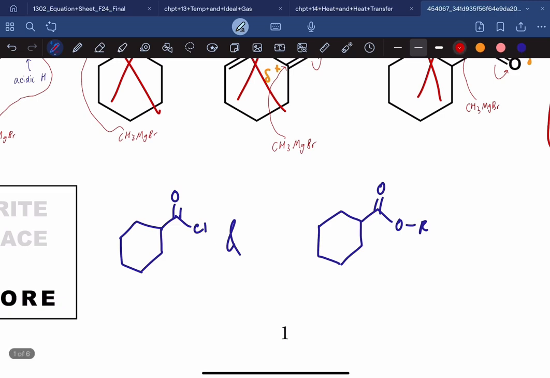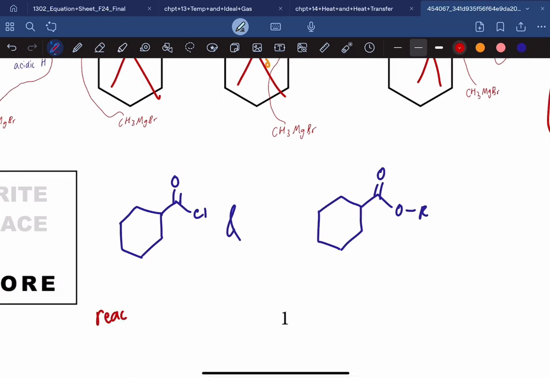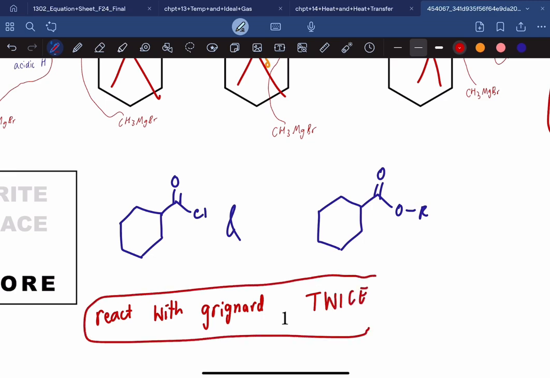well, first of all, let me write out the question. So, what does it react with? Grignard twice. So be very careful. If you see this question stem, react with the Grignard twice, you've got to know that there's only two groups so far that you know can react with the Grignard twice.